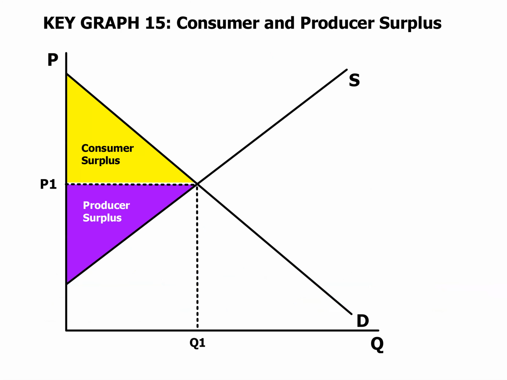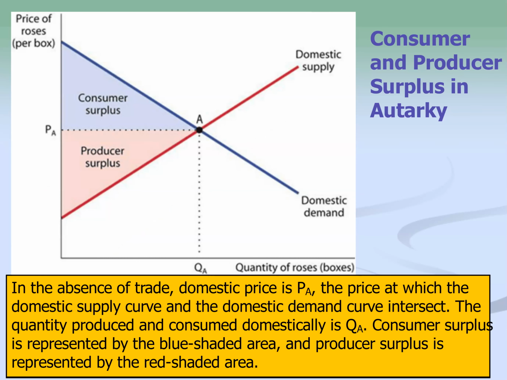Now, going to the next key graph 15, we see here the consumer and producer surplus model. Anything above the price but below the demand curve will be the consumer surplus. Anything below the price but above the supply curve would be the producer surplus in these particular instances. And Krugman has basically laid this out. This is the price at autarky, so keep that in mind. This is the price at autarky if the country wasn't trading with anybody else for this particular product, and you were selling roses domestically as you were basically producing them or harvesting them.